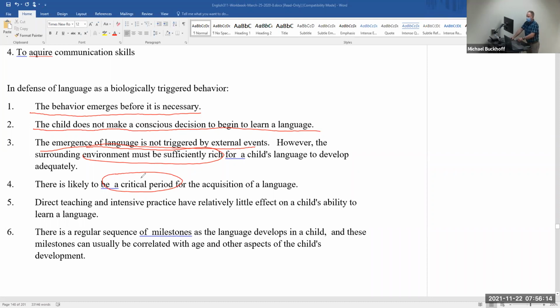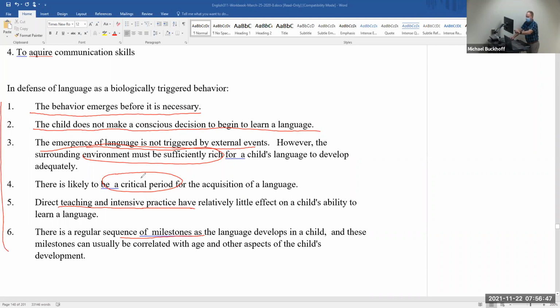Number 5, direct teaching and intensive practice, believe it or not, have relatively little effect on a child's ability to learn a language. And you can put maybe in parentheses, especially when the child is at a really young age, 1, 2, 3, 4 years old. And then number 6, there is a regular sequence of milestones as the language develops in a child, and these milestones can usually be correlated with age and other aspects of the child's development.